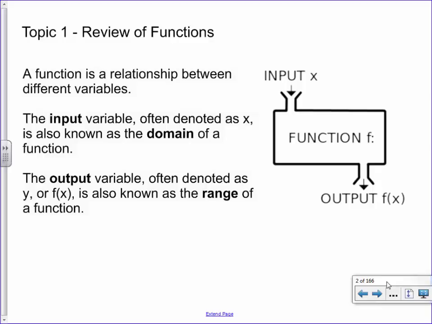When I go to a vending machine, I put in a loonie, and the vending machine gives me back a bag of chips. Does that make sense? You give something to the vending machine, it gives something back. That works really well when it comes to functions because functions are basically relationships between variables. The variables in the vending machine would be $1 and a bag of chips. Those are your variables. Only in math, we don't use those things. We use x's and y's.